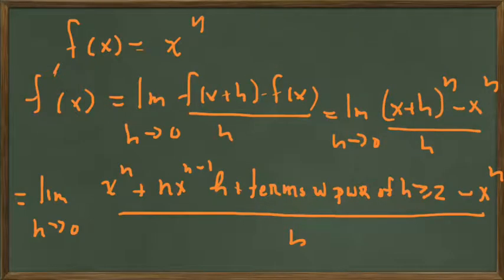Okay, so there's a lot written here. Let's see what's going on. So we've applied the limit definition of the derivative to the function x to the n. So we're expanding x plus h to the n, and then subtracting x to the n. So when we expand x plus h to the n, we only need to look at the first two terms, which we just identified on the previous slide, these two terms.